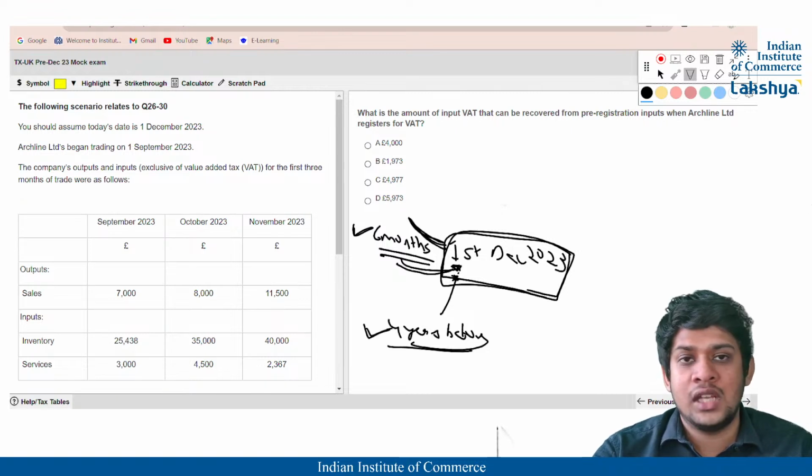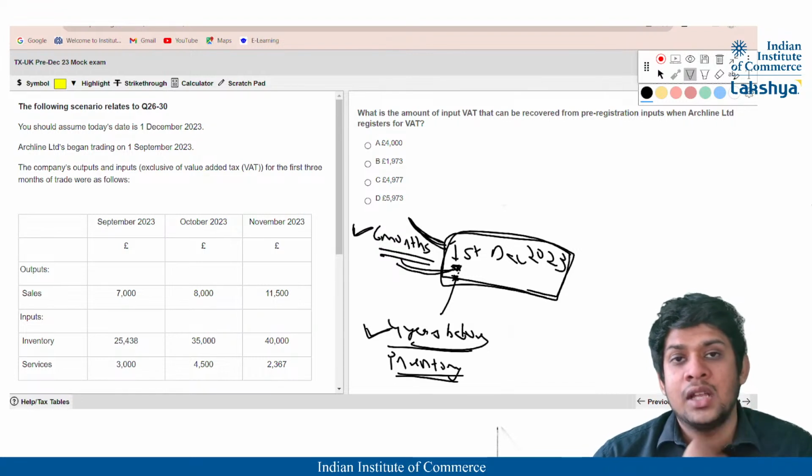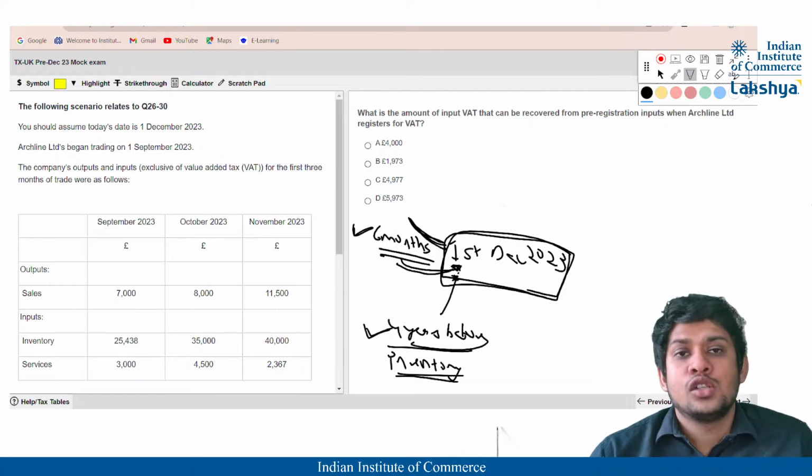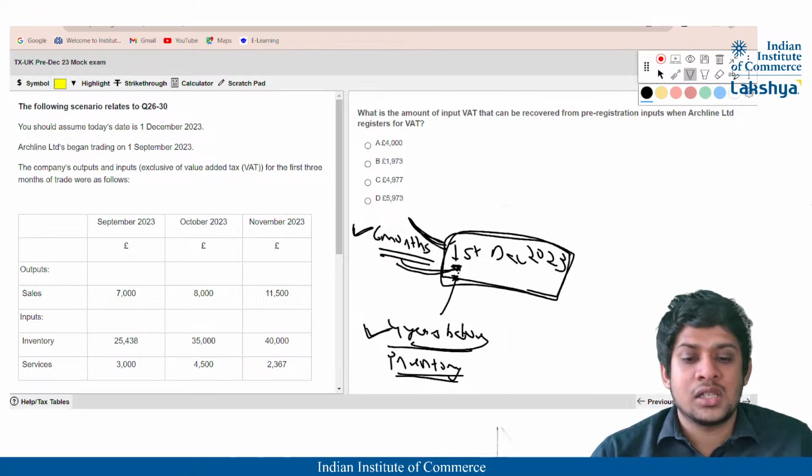But there is a condition on these goods which are purchased. That means they should remain in the inventory on the date when I have registered. Then I would say that okay, these goods were purchased and they were sold after the VAT has been registered for. So technically, maybe my intention was to hold these goods so that once I become registered, I would be a registered VAT person and then sell these goods and claim the output VAT from the customers, right? So these goods should be in inventory.